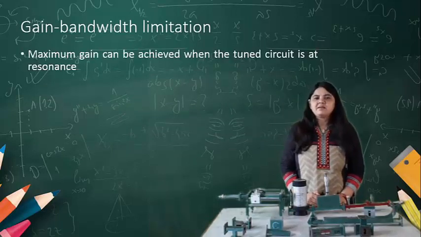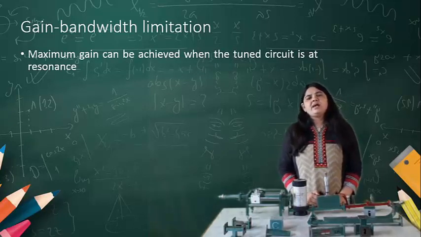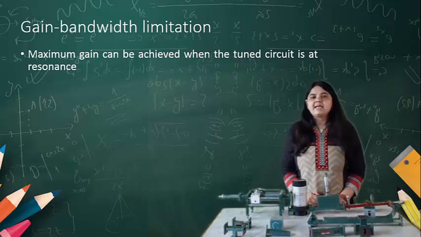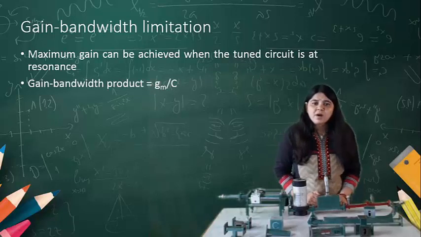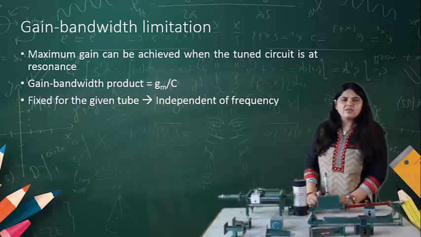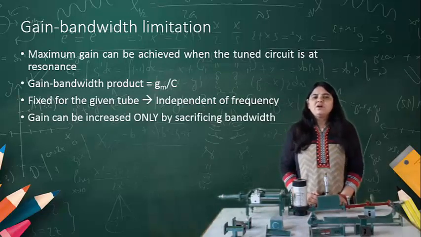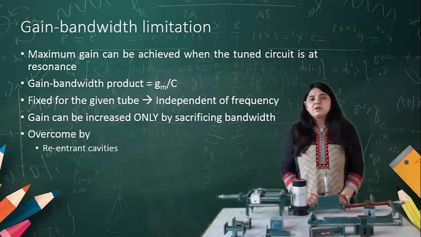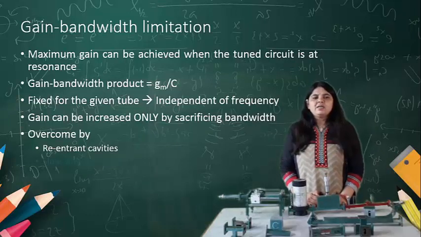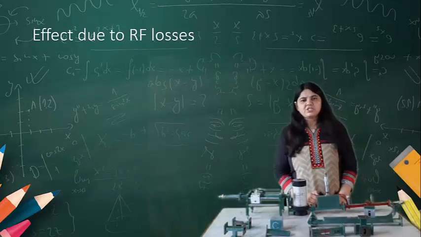Gain bandwidth limitation. The maximum gain can be achieved when the tuned circuit is at resonance. The gain bandwidth product is fixed for the given tube and it depends on the frequency. The gain can be increased by sacrificing the bandwidth, and this limitation can be overcome by re-entrant cavities. So this is one of the limitations.